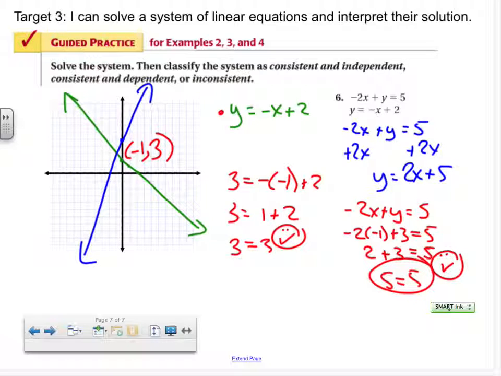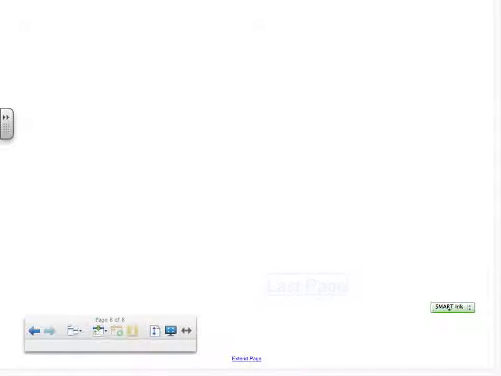All right. In conclusion, a system of equations is two or more equations. And the solution, graphically, is where those lines cross. You're going to graph them, see where they cross, and then verify your solutions by plugging them into the equation and simplifying to see if that worked out.